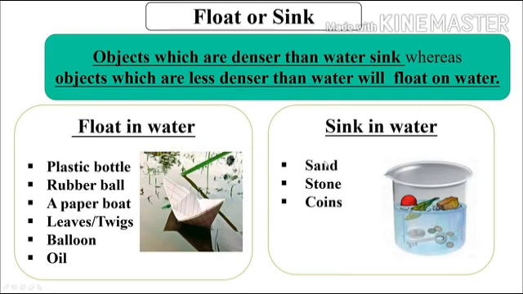The idea is the objects that are denser than water will sink in the water, whereas the objects that are less dense than the water will float in the water. This means that the density of sand, stone and coins is higher than the density of water, whereas the density of a plastic bottle or a rubber ball, a paper boat is less than the density of water.